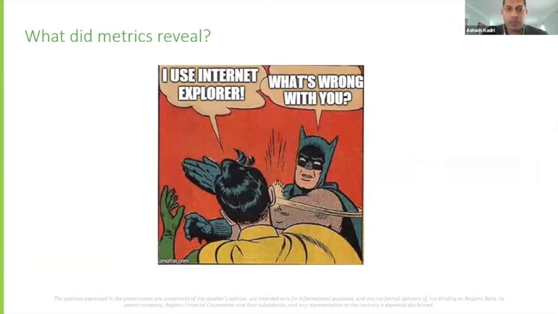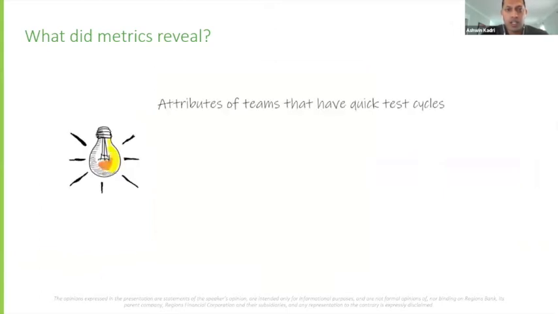What else did we find out? So we got insight into the attributes of teams that have really quick test cycles, right? These teams write short and focused tests. Their applications generally allow for multiple sessions, which allow the team to run tests in parallel. And generally, these teams run in high levels of parallelism. They leverage the scalable test execution infrastructure that is available to them and run at high parallelism.